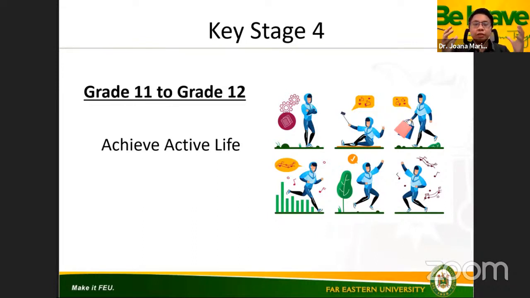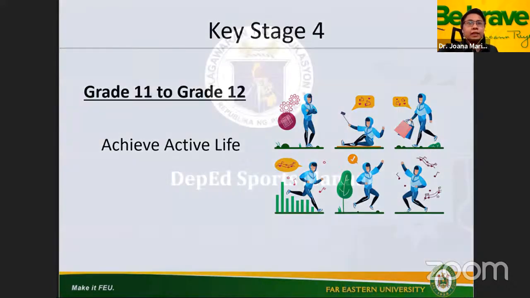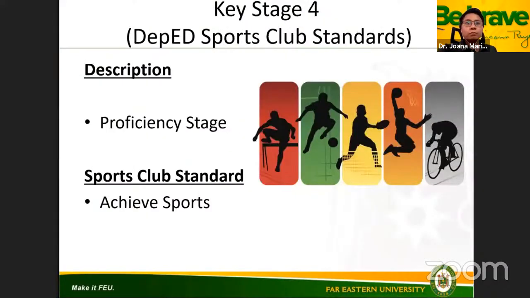Kumbaga, dito na for, I think, nasa 17 to 19 years old yung mga bata dito. At least, na-realize na nila, capable na sila in terms of engaging active lifestyle. Ayan. And for the DepEd Sports Manual, ang description nito is proficiency stage. Kung meron na silang naipiling specific sports nung junior high school sila, dapat pagdating nila sa key stage 4 or senior high school, at least nasa proficient stage na sila.